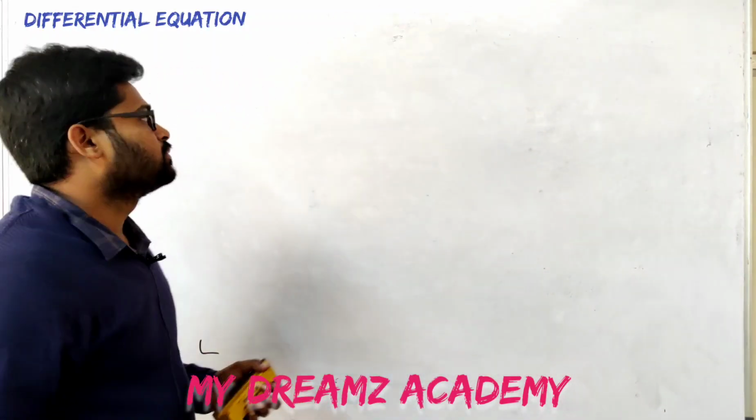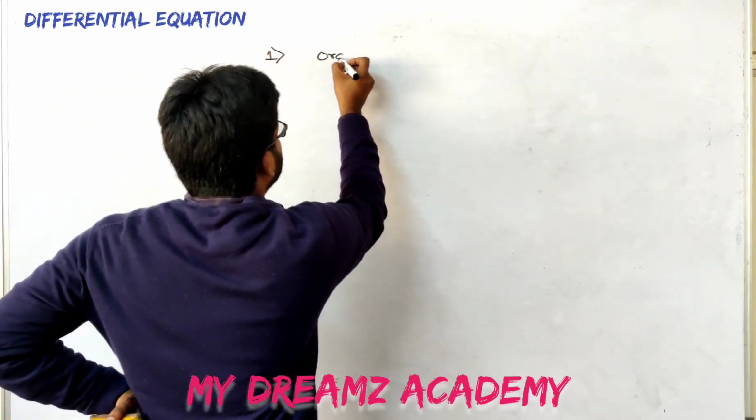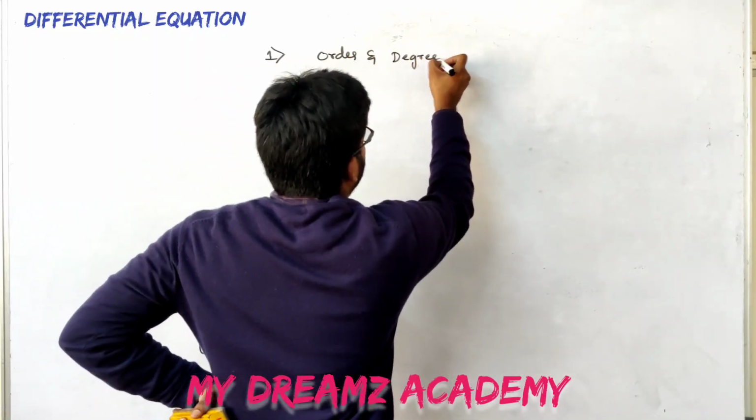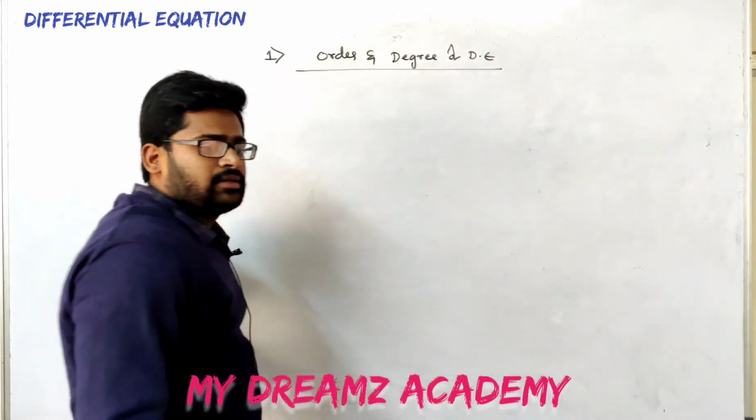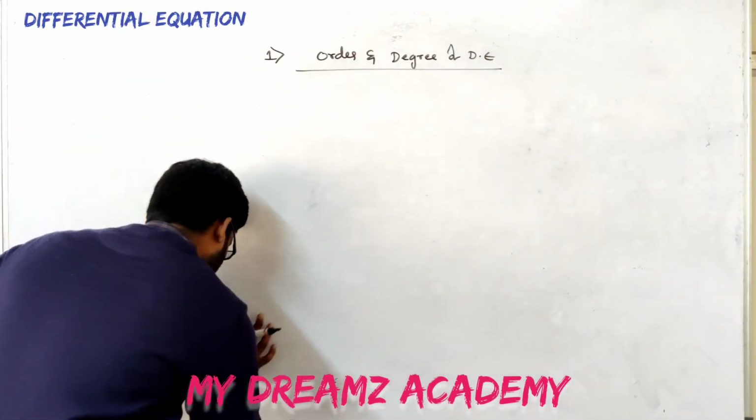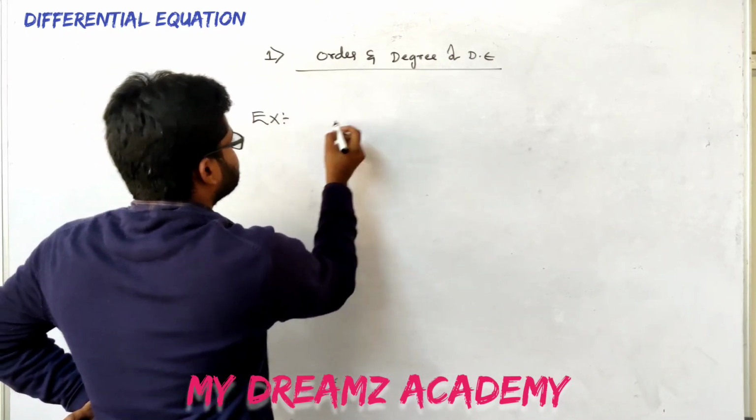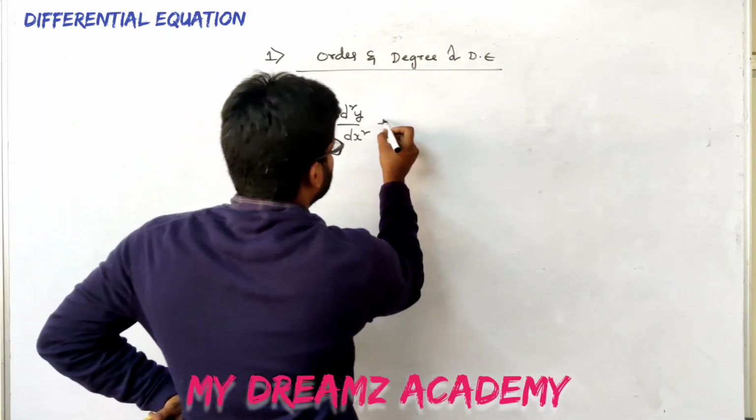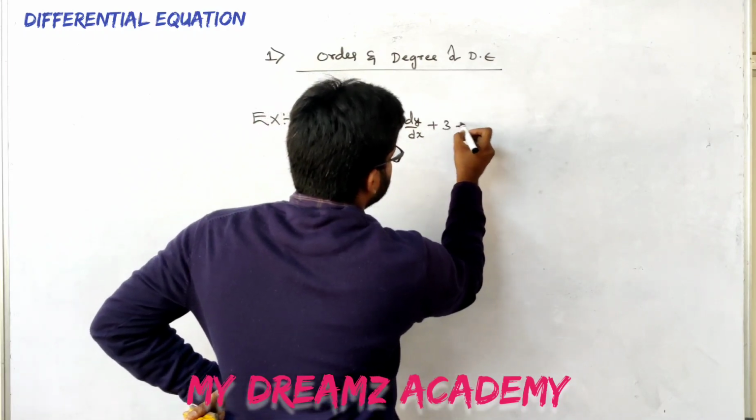The first subtopic in this differential equation is order and degree of differential equation. We'll see what is the order and degree of a differential equation. First, let us consider one example: d²y/dx² + 2 dy/dx + 3 = 0.